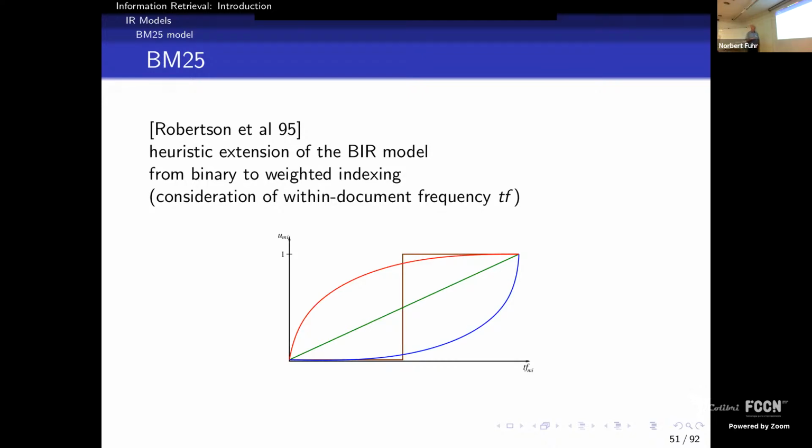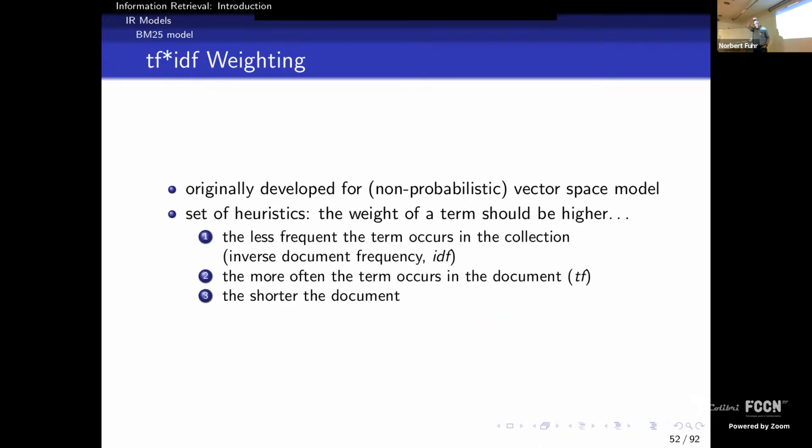Okay, so that's the basic idea. We go with the red curve, and the underlying heuristics mainly build on what was originally developed for the vector space model of Salton's group. So it's a set of heuristics. The idea is that the weight of a term should be higher the less frequent the term occurs in the collection. That's the inverse document frequency, IDF, and that's also implicitly in the original BIR model.